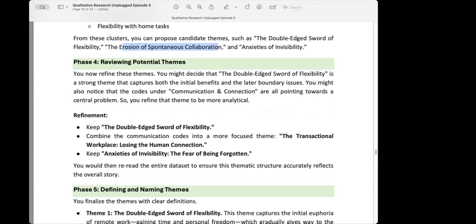Which brings us to phase 4, reviewing potential themes. Your initial themes are still just candidates at this stage. They now need rigorous testing and refinement. This phase is critical for ensuring the coherence, the internal consistency, and the accuracy of your themes, making sure they truly reflect the nuances of the data. It's often the most iterative part of the entire process, requiring you to go back and forth between your themes, your codes, and your raw data. So testing the themes against the evidence.